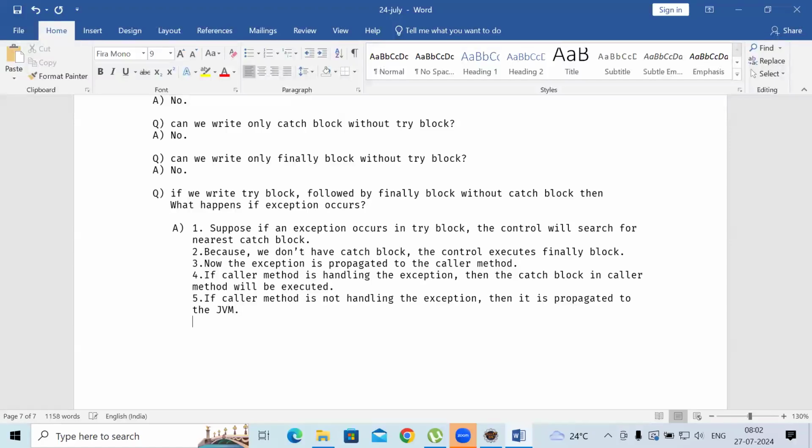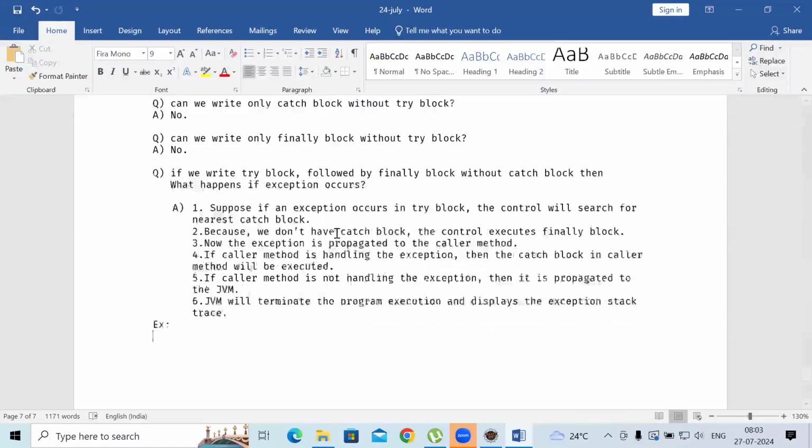What will the JVM do? Sixth point: the JVM will terminate the program execution and it displays the exception stack trace. This is the answer, guys.